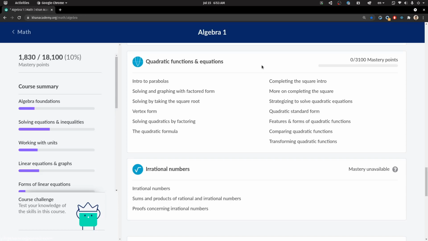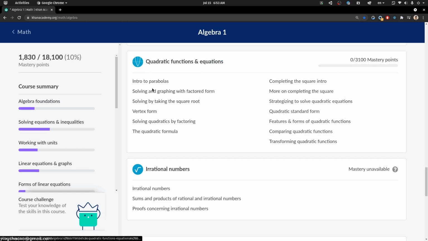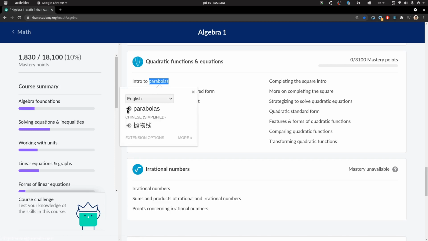Hello everyone, welcome back. Today we're going to learn about quadratic functions and equations. The first section of this lesson is an intro to parabolas.